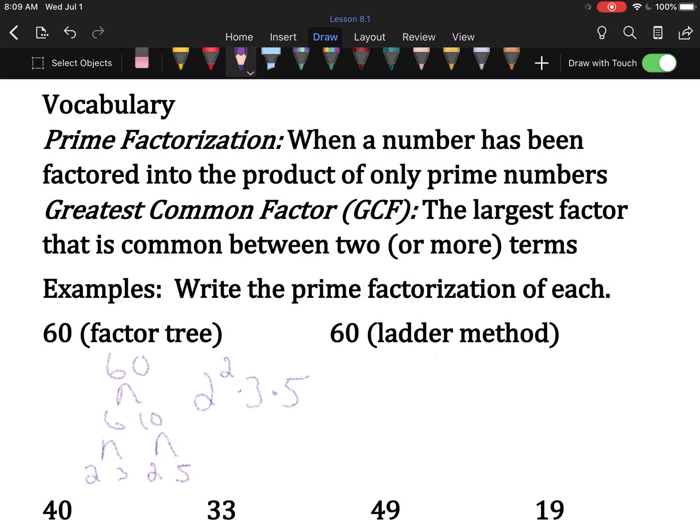The latter method asks you to say, okay, give me a prime number that we can divide out of 60. For example, 5 is prime, and 60 divided by 5 is 12. Now give me a prime number that can come out of 12. That is 3. 12 divided by 3 is 4. Give me a prime number that divides into 4. That is 2, and it leaves 2. There's my 2, 2, 3, 5 like I had before. Just a slightly different way of doing it.